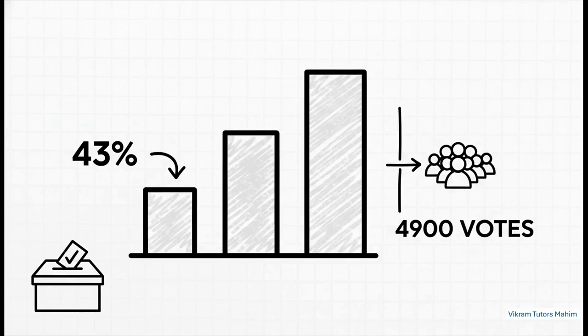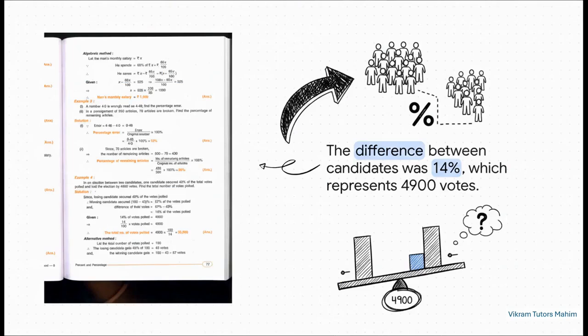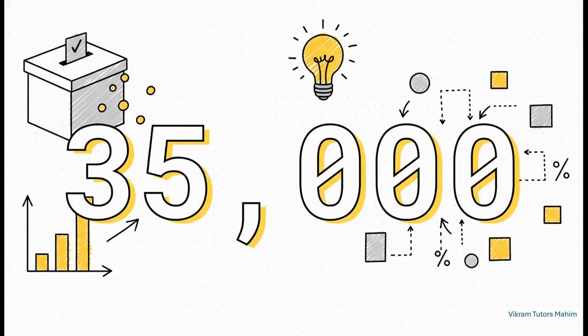Okay, let's step it up a bit with an election problem. This one's a little trickier. We know the loser's share and the margin of defeat. So, how do we find the total number of votes? Here's the trick. The winner got 57%. The difference between them is 14%. That's your 4,900 votes. And just like that, you know the total was 35,000 votes. Simple when you break it down, right?